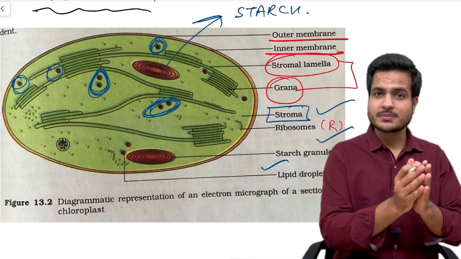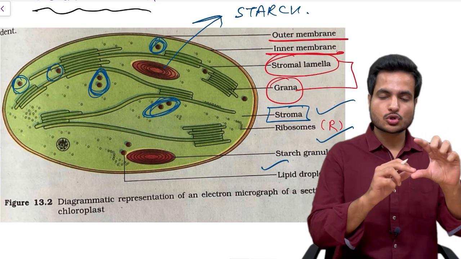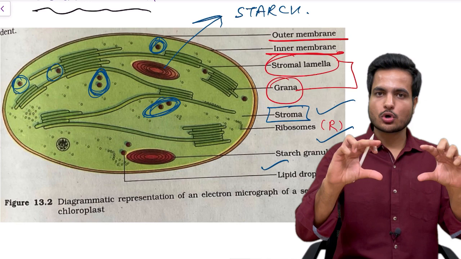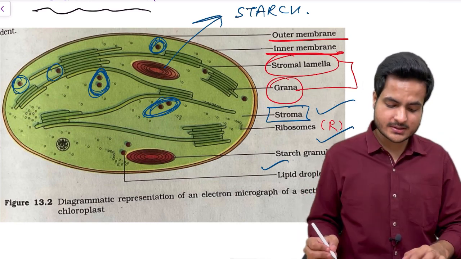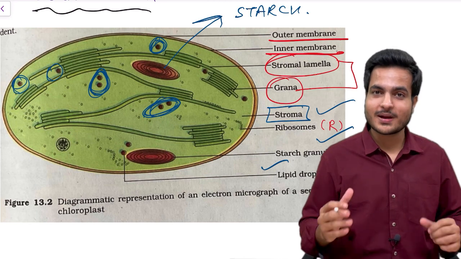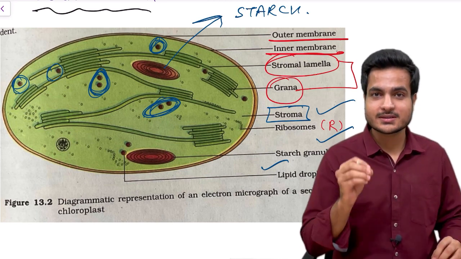Membrane system is made up of granum, which is the stack of thylakoids, and stroma lamellae. It is a thylakoid connecting two stacks, which are called grana. I hope with this you would have understood the structural details of our chloroplast and how and where this chlorophyll pigment is present.